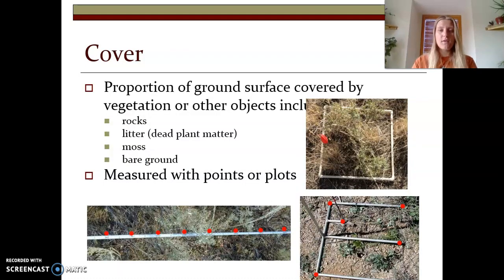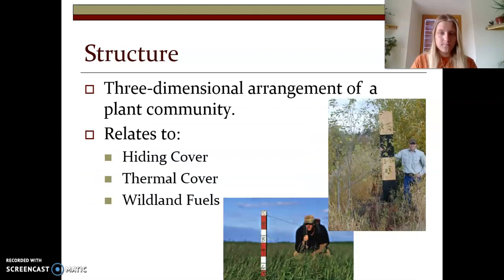Cover, so the proportion of ground surface covered by vegetation or other objects. It can include rocks, litter such as dead plant matter like leaves, moss, bare ground, and it's measured with points or plots. So these are different ways. That one, that's a square, that's what we would call a plot. And then we also have points, which are kind of like the other two images. This is just allowing rangeland scientists to better measure what's in the rangeland.